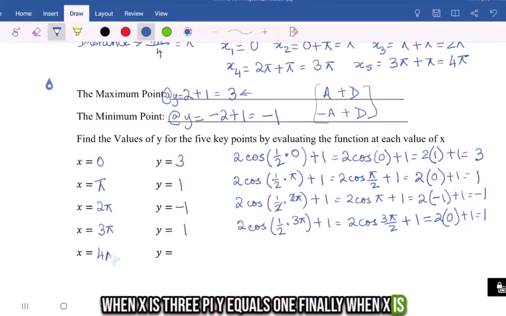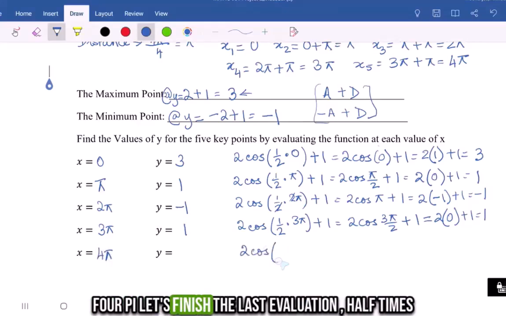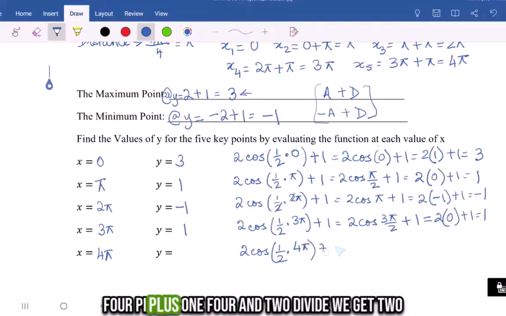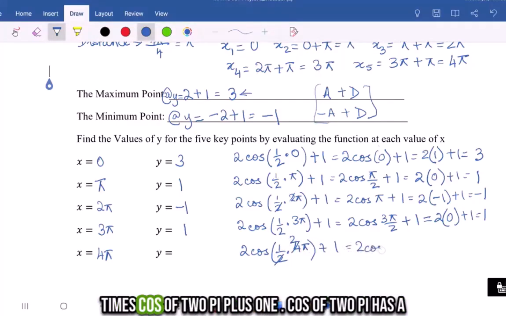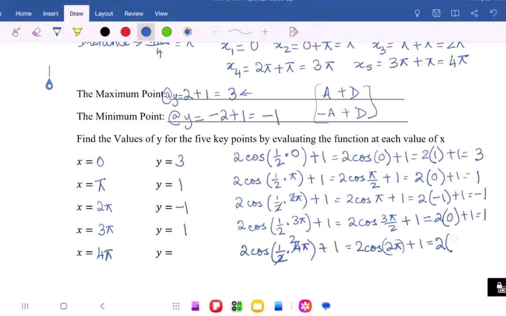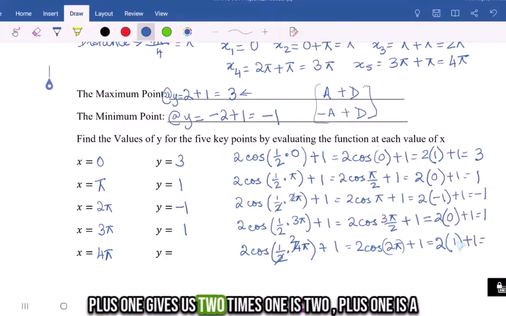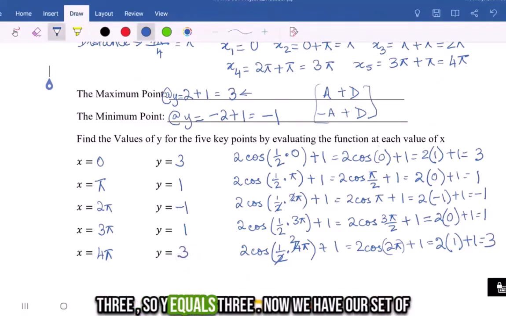Finally, when x is 4 pi, let's finish the last evaluation. Half times 4 pi plus 1. 4 and 2 divide. We get 2 times cos of 2 pi plus 1. Cos of 2 pi has a value of +1, so 2 times 1 is 2, plus 1 is a 3. So y equals 3.